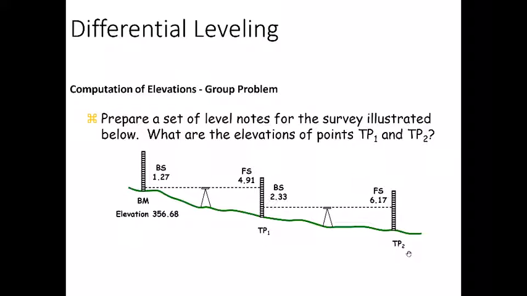Now, in this question, they have again asked us to find out the reduced levels of the points TP1 and TP2. So, just a quick recap, they have given us the reduced level of the benchmark, 356.68. In that, you add the backside 1.27, that becomes your height of the instrument. From that reduced level of the height of the instrument, you subtract the foresight, and that will give you the reduced level of the point TP1. And a similar procedure we will use for the point TP2.